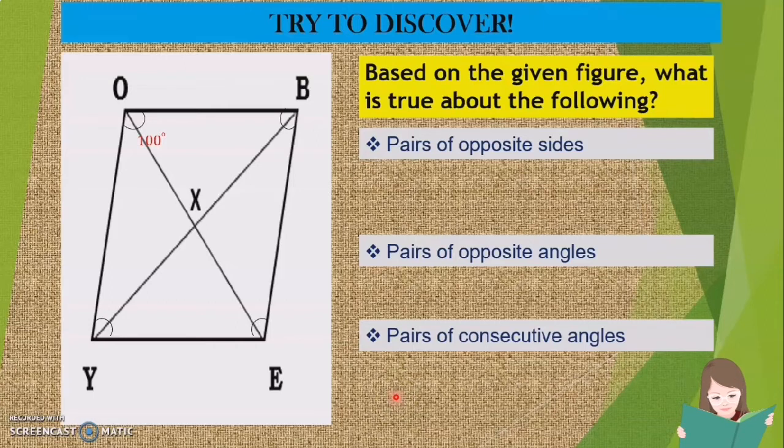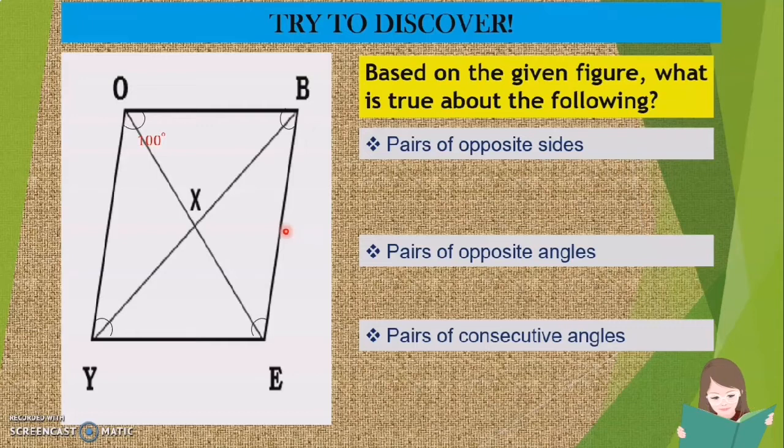Let us start with the pairs of opposite sides. If you will extend segment OB in both directions, will it intersect segment YE? What if both sides are extended? Will these sides of the parallelogram intersect each other? Same with segment OY and segment BE. Will these opposite sides intersect if the sides are extended? Well, you see, no matter how far the opposite sides are extended, they will never intersect each other.